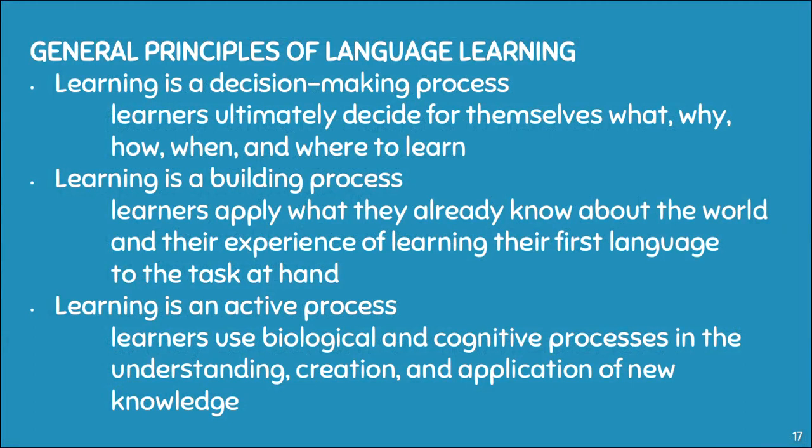So, here are the general principles of language learning. Even though each ESP setting will necessitate the use of different learning principles, there are some general principles that apply in almost all settings. Learning is a decision making process. Learners ultimately decide for themselves what, why, how, when, and where to learn. Learning is a building process. Learners apply what they already know about the world and their experience of learning their first language to the task at hand. Learning is an active process.